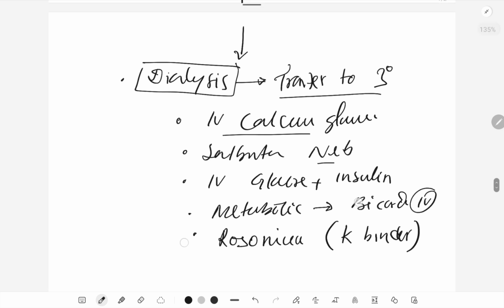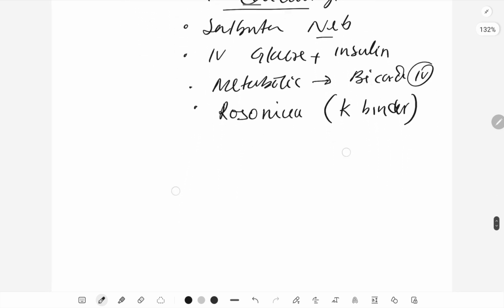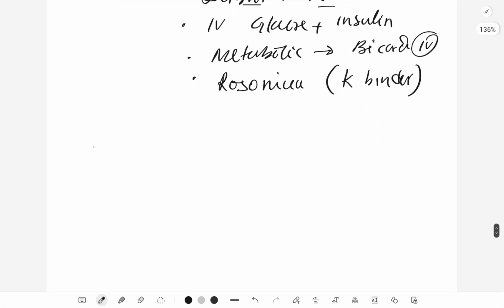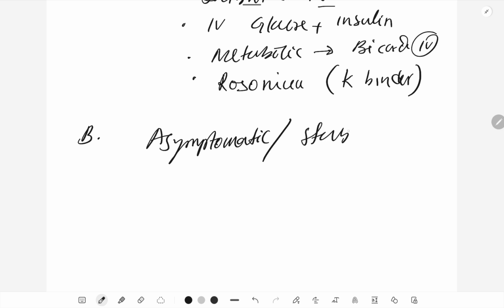Now we will proceed to the category B subclass. What are the criteria of this group? Patient asymptomatic, clinically stable, same meaning.